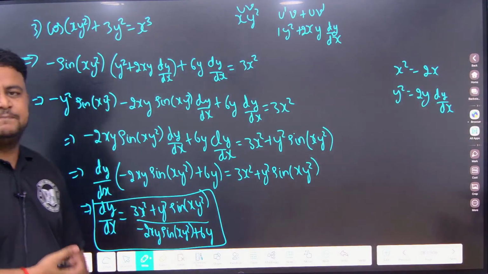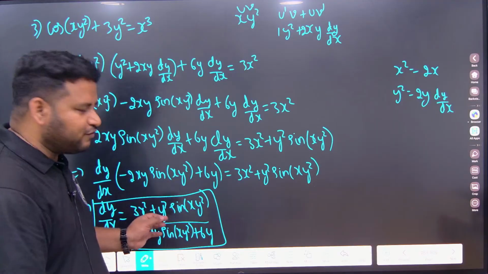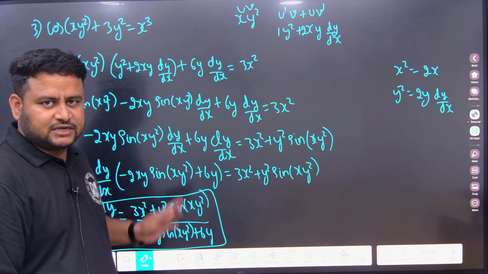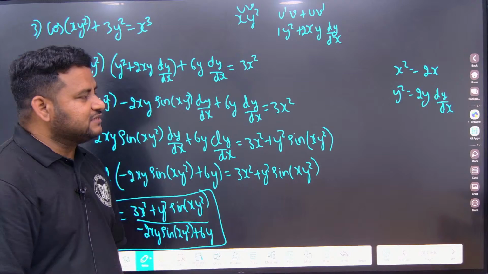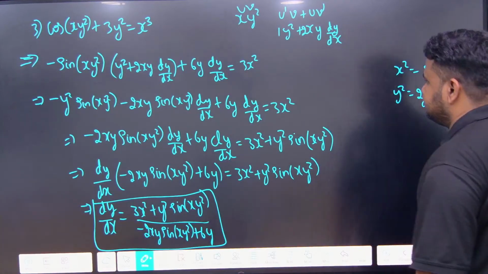Like this you can do implicit differentiation. It is simple, but you should have patience while applying the formula. You should be careful. That's it. This is how you learn differentiation. This is a question based on implicit differentiation. Let us proceed further and see some more questions.